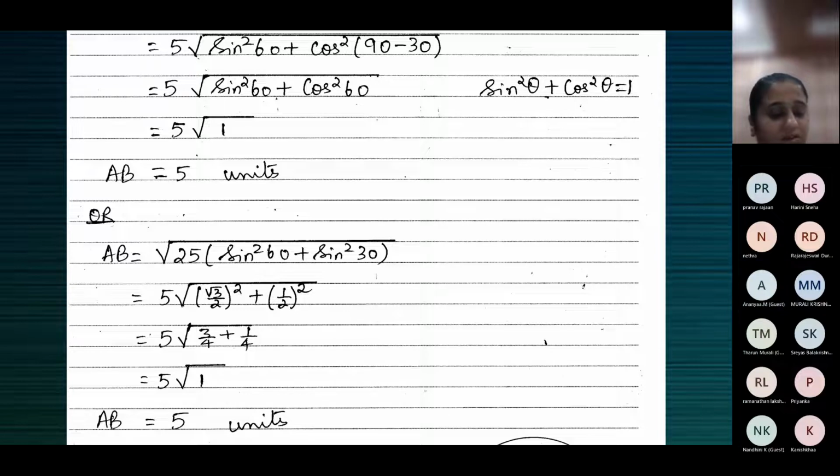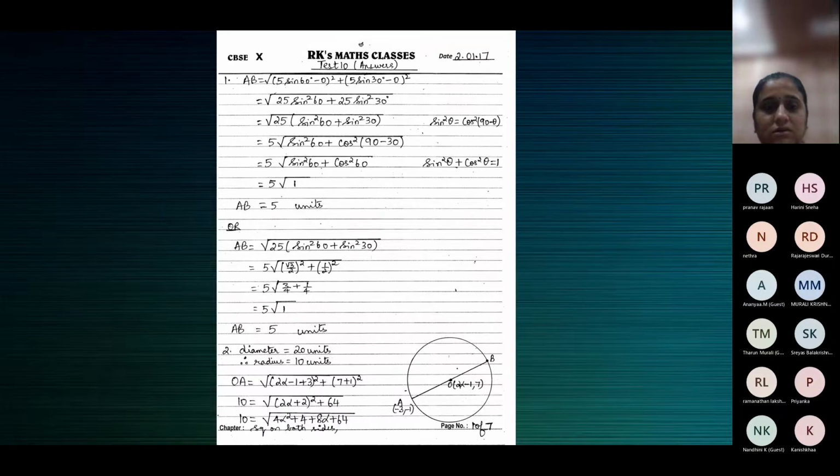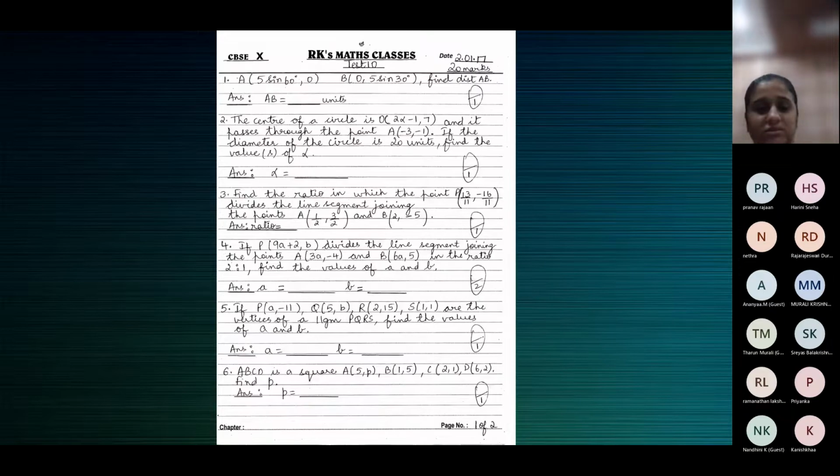Yes, Ananya? If we substitute the values from the table before we do the result. One minute, the second answer will be seen. You read out from your notebook. Yes, Ananya, read out your steps.